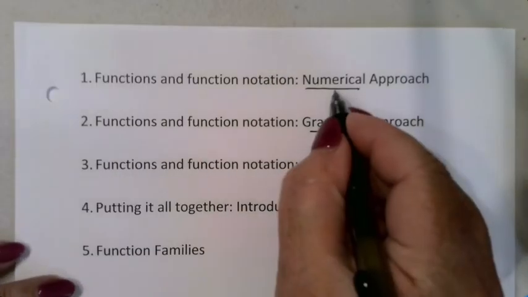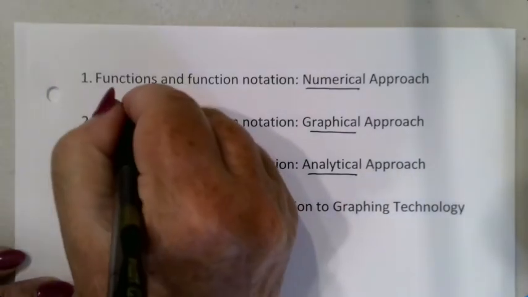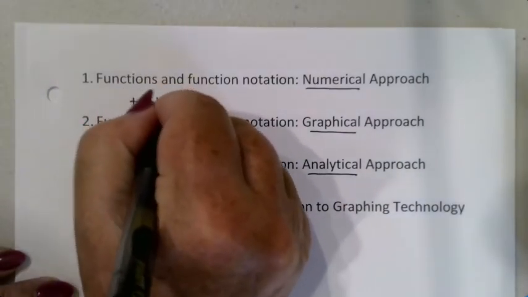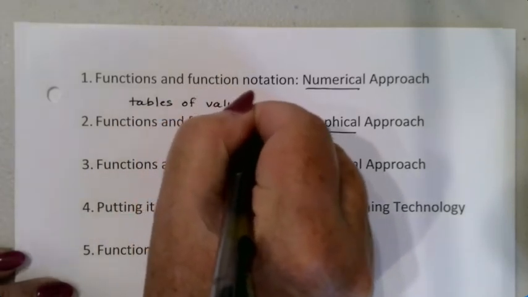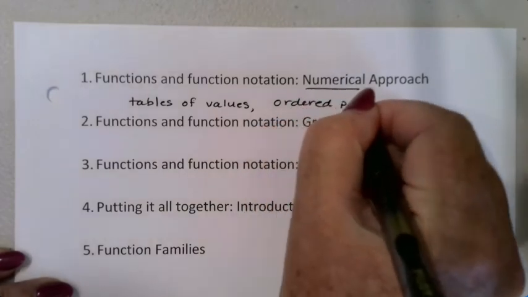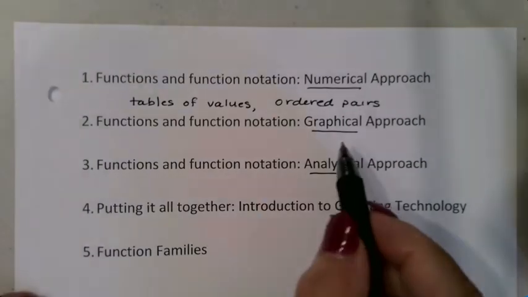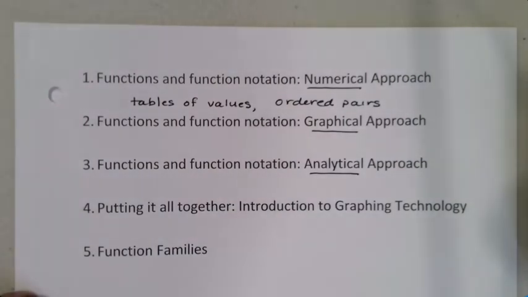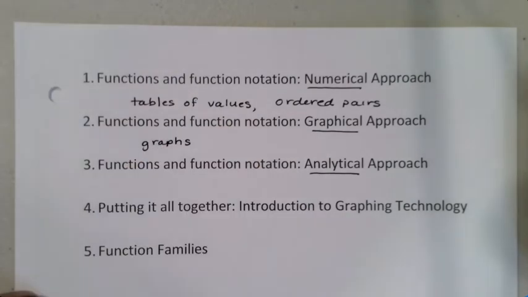When I talk about approaching algebra from a numerical perspective, I'm usually talking about using things like tables of values, maybe ordered pairs, things like that. Looking at algebra from a graphical perspective, kind of a dead giveaway there, the word graph's right in the name, right? But this, of course, is when you're going to be looking at graphs of functions.